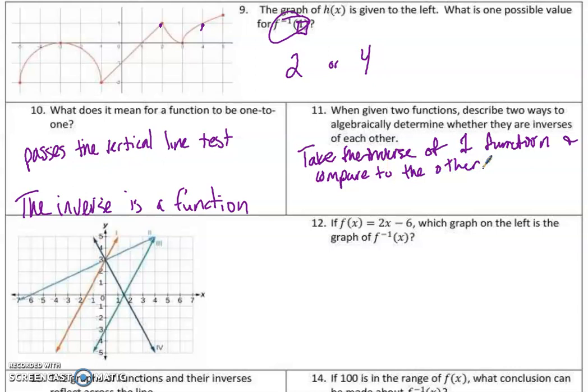The other way that we can determine is by doing composition. We can compose f and g, or whatever the function titles might be. And if we end up with just an x, then it is an inverse. If we end up with anything else, it is not an inverse.